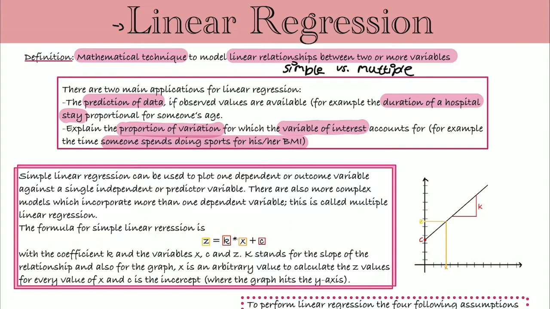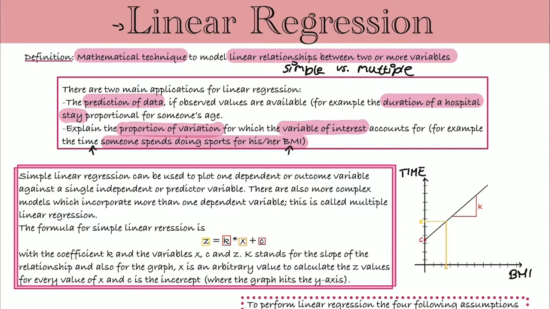So we can use linear regression to plot a dependent or outcome variable, so in our case the BMI, against an independent or predictor variable, in our case the time someone spends doing sports. There are also more complex models where you incorporate more than one variable, which is done, for example, in medical research. And yes, that's a common way of applying linear regression.